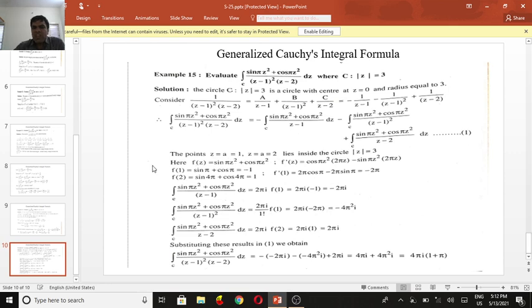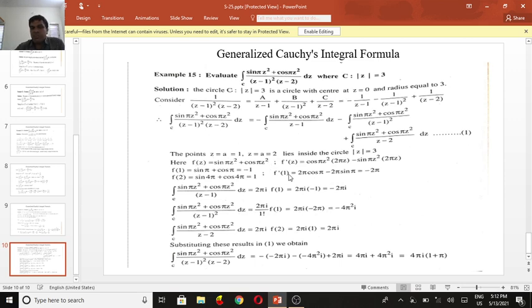First, we evaluate each term. So what is z here? From the first term, z equals a, which is 1. Again, for the second term, z equals 2. So this also lies inside the circle mod z equals 3. Again, f of z is given: f of z is sin pi z square plus cos pi z square.